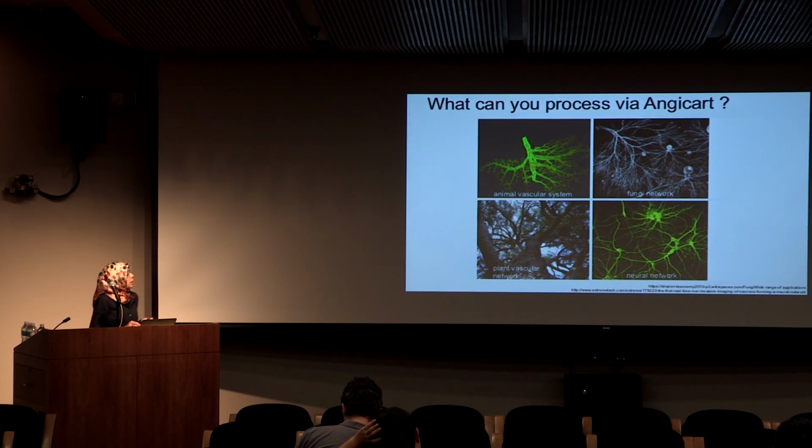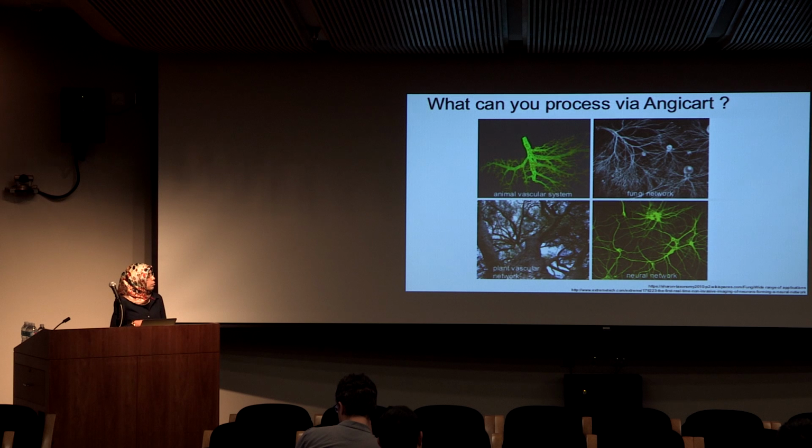The next question is, what can you process via Angicart? It can be applied to any 3D image stacks, but so far we have only analyzed the animal vascular system. This is an image of a mouse lung processed via Angicart. But as long as you have 3D image stacks of anything, like a fungi network, neural network, or plant vascular network, Angicart would be able to process it.